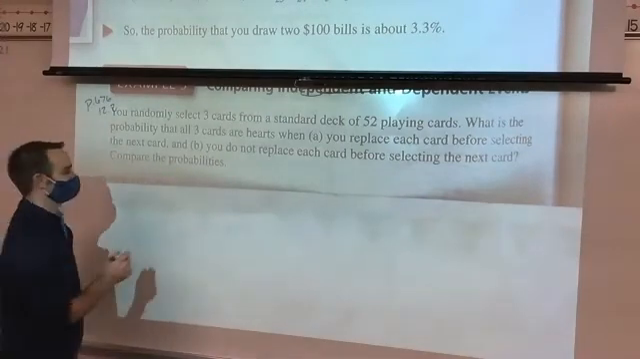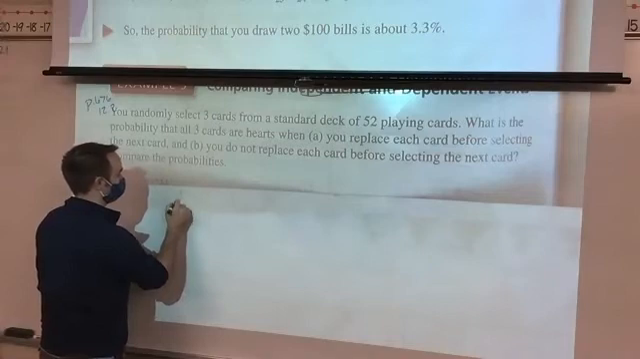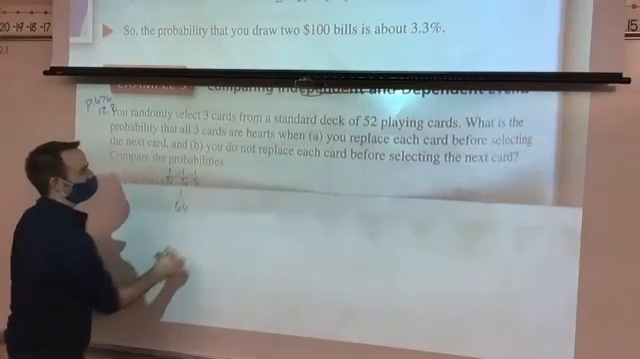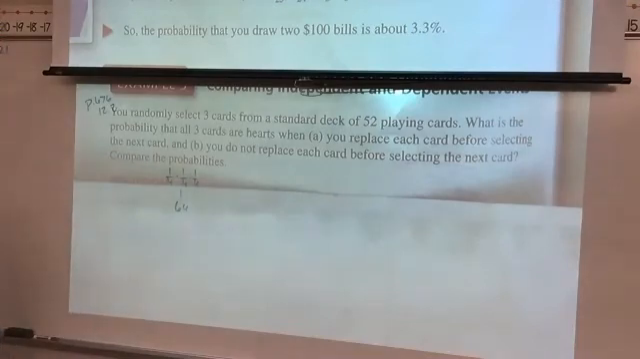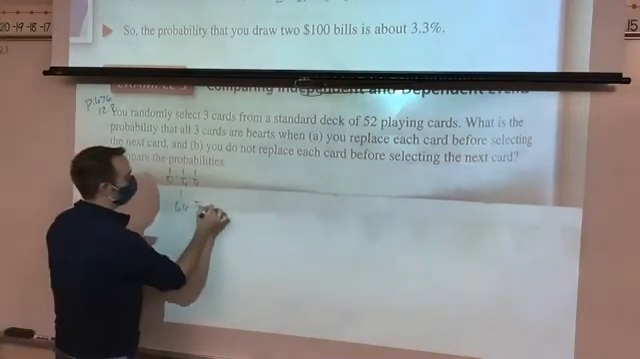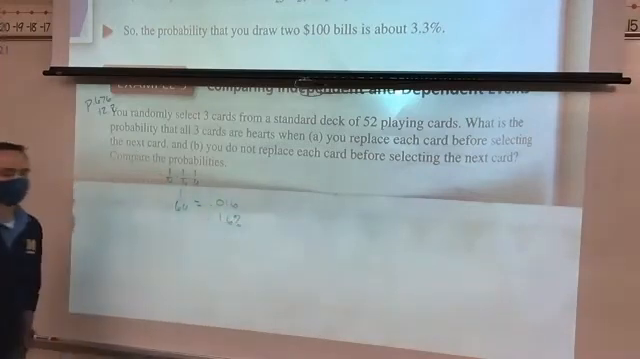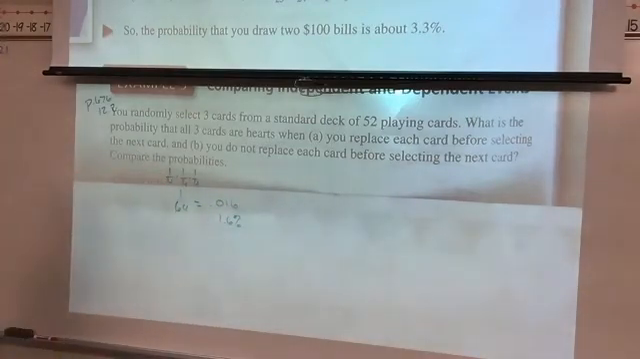Golden? 1 out of 64. Because each time you got a 1 in 4 chance, right? A 1 in 4 chance that you're gonna pick that heart. Multiply those together, get 1 out of 64. That's gonna give you about 0.16 or about 1.6%. And 1.6% chance that we're gonna take all 3 hearts out.